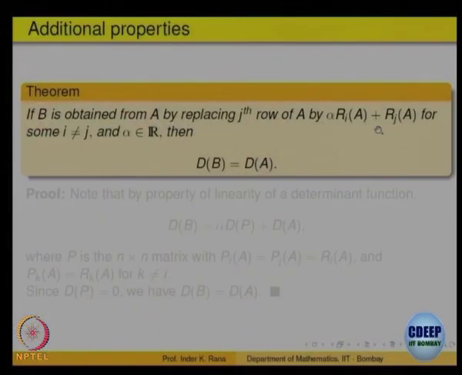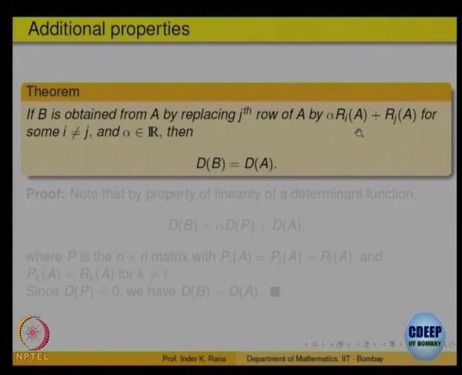Because only the jth row is changed. So, on the right hand side, when you apply linearity, what will happen? One matrix will have R1, R2 and at the jth place, the same row will be repeated. This is the ith one, so ith and ith will be coming, and the other has i and j, which will be A itself. This is the jth entry, the jth row for the new matrix.